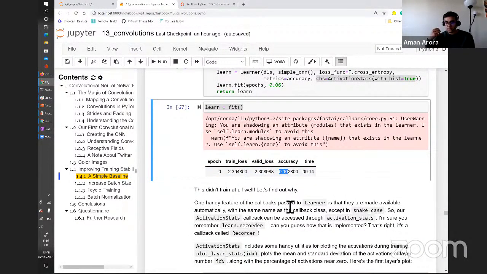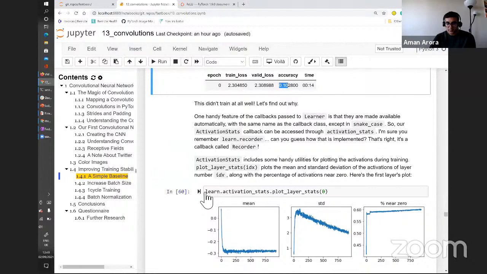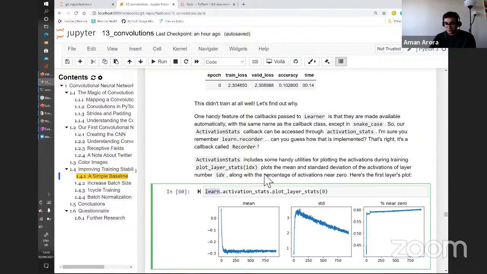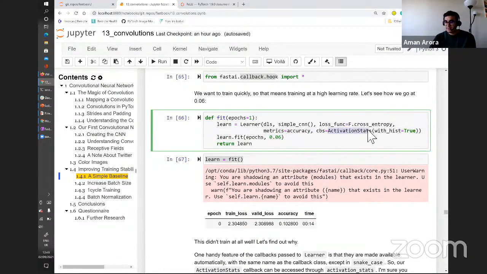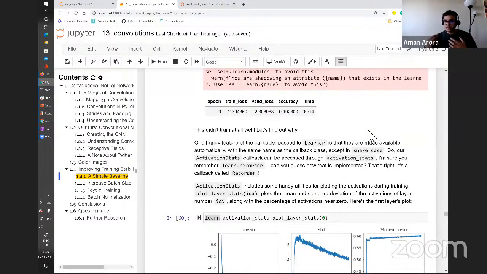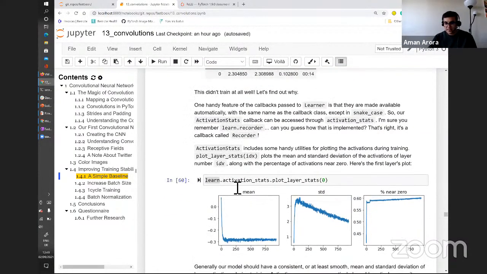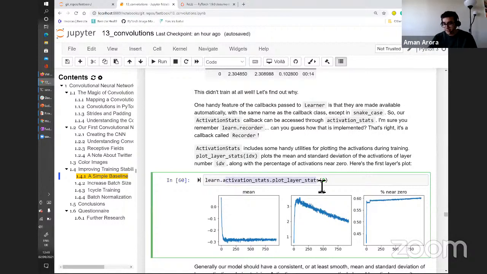Okay. And now, as deep learning practitioners, you're going to be in situations where you train a network and it doesn't train. You train a network and the accuracy that you expect is about 50%, but the metric that you get is so low. In those cases, FastAI has this really cool trick, because we passed in the activation stats callback. What that does is it will start plotting the mean and standard deviation of the activations at the layer index that I pass in.